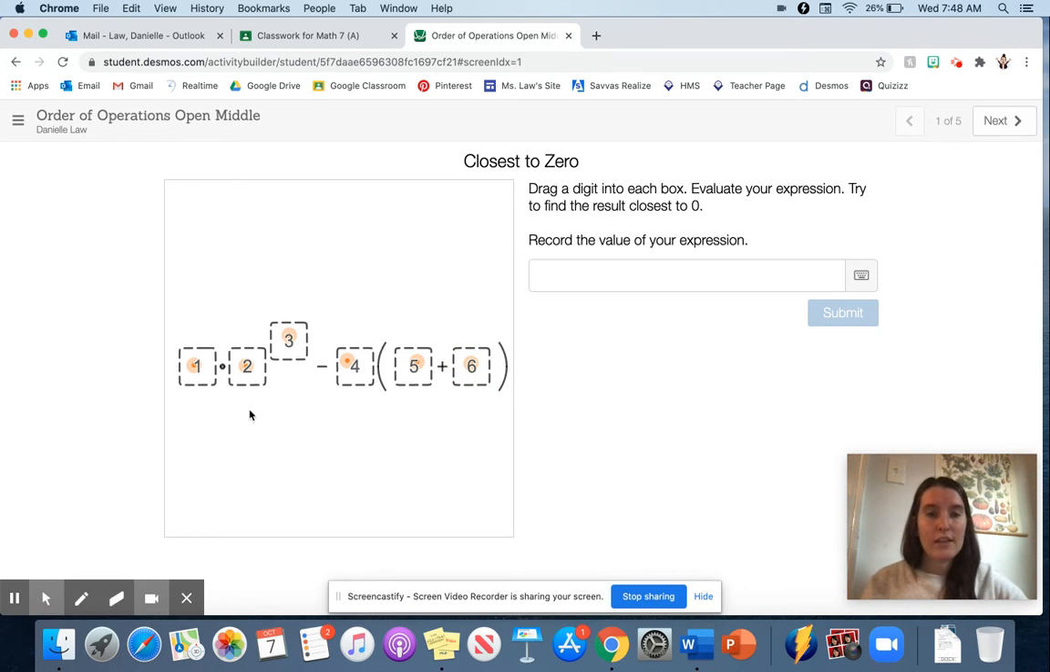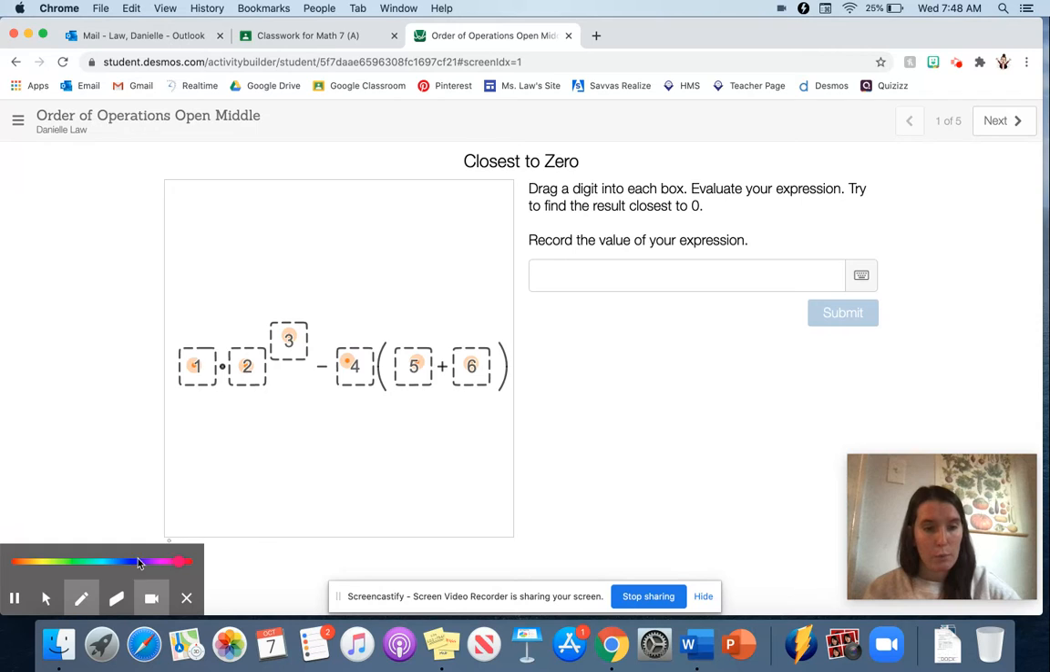Okay, so looking at this from an order of operations standpoint, I would read this as 1 times 2 to the third minus 4 times 5 plus 6. So the first thing I would do here, get my pen out, is my parentheses, right? So I see 5 plus 6, so I have 11, and then I would rewrite everything else. Sorry if this is a little bit sloppy. Minus 4 times 11.